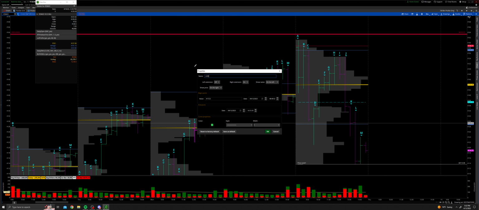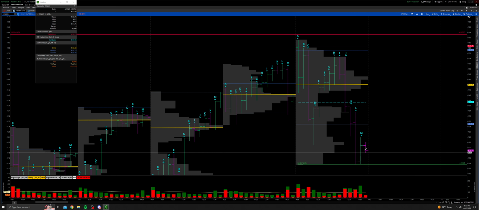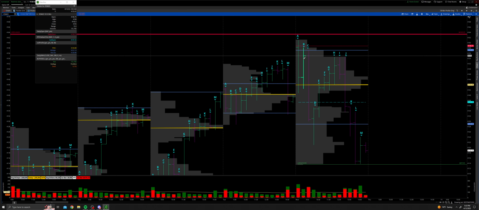So this is our low of day. Obviously, low of day. I cannot type today. Low of day, 1350 is our low of day. We have an afternoon rally high.